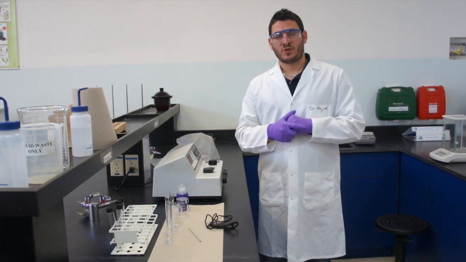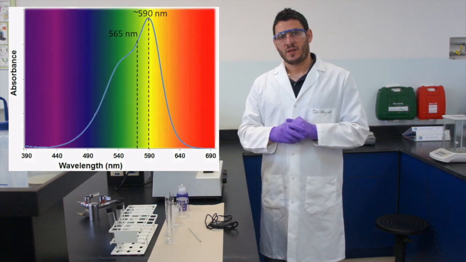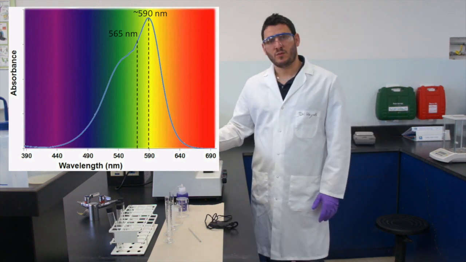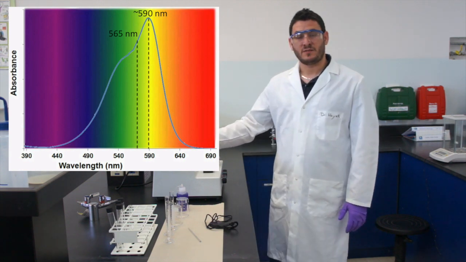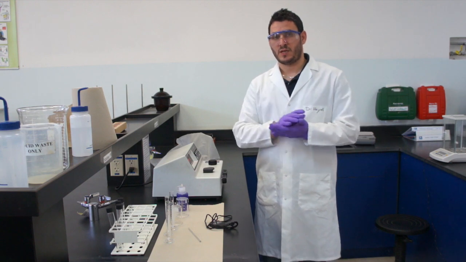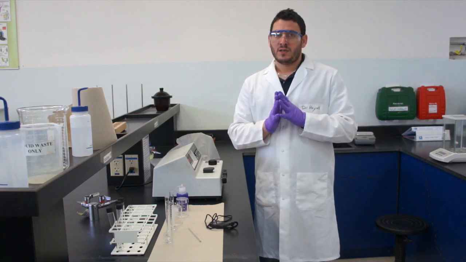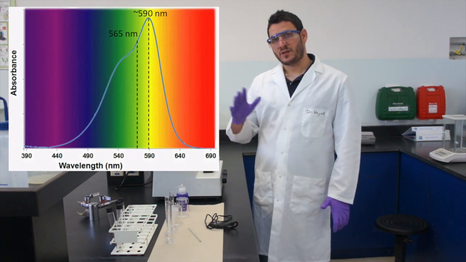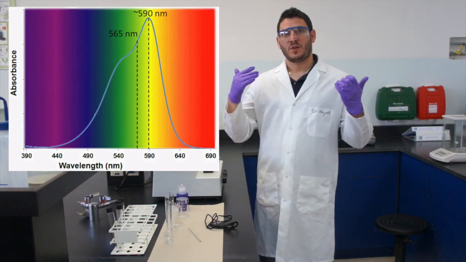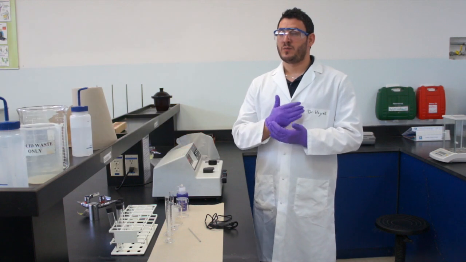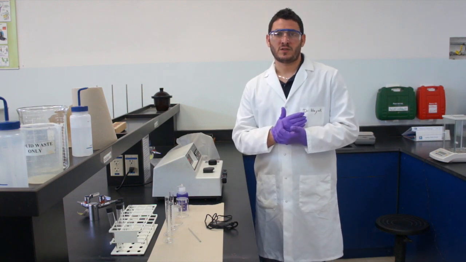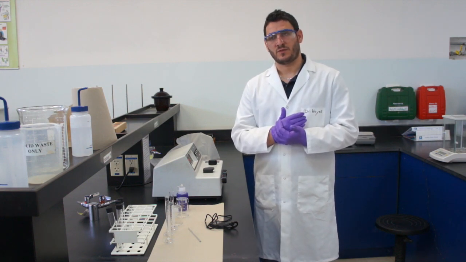So as you can see from the absorption spectrum of CV+, the maximum wavelength is 590. So if we set the wavelength of the spectrophotometer to 590, we might saturate the detector of the spectrophotometer because the solution is absorbing too much light. That's why we will set our spectrophotometer to another wavelength, slightly to the shoulder of the peak, where we know that CV plus will absorb enough light to measure the absorbance, and at the same time we don't saturate the detector of the spectrophotometer.